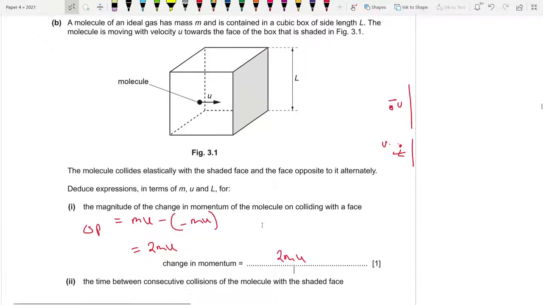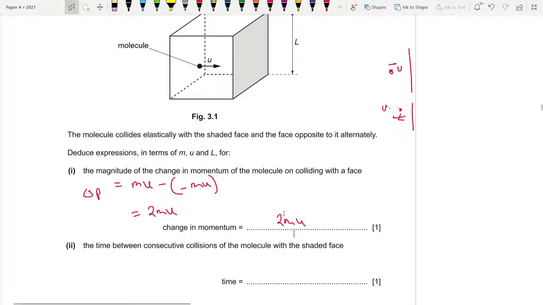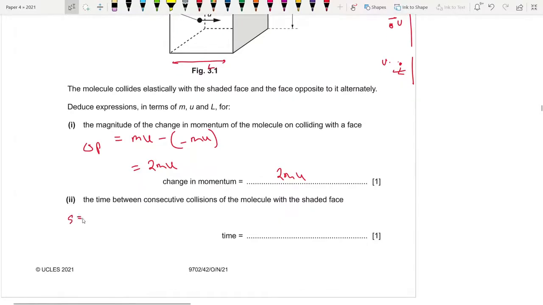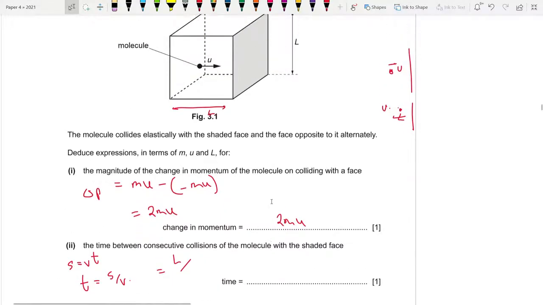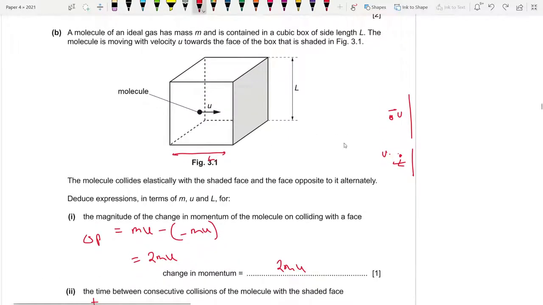Okay. The time between consecutive collisions of the molecule with the shaded face. So the length of one side is L, right? And we know that it's constant speed. So s is equal to vt. So time is equal to distance by velocity. So the distance is L and the velocity is u. But there's a catch here. What's the catch? Basically, the time between consecutive collisions of the molecule with the shaded face. So hear me out.